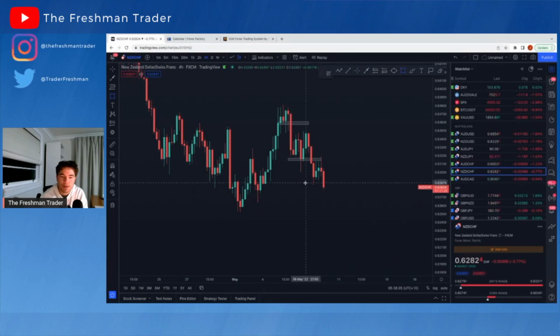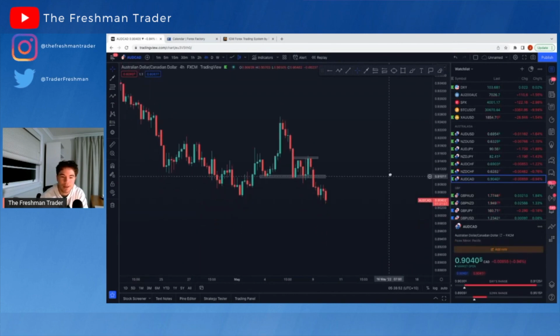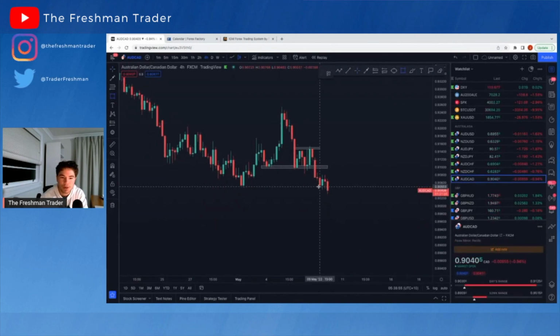This one's actually looking quite nice as well. So considering we break and close below this level, definitely something I want to be looking at to push back to this level, create a rejection, and then continue down from there. Okay. So for most of these Aussie dollar pairs, the setups are pretty similar, just creating that new low. Hopefully we can push back to this level and create that rejection.